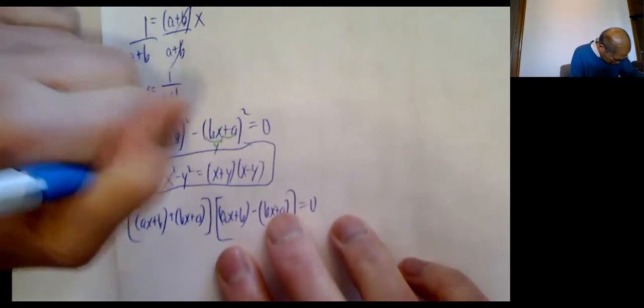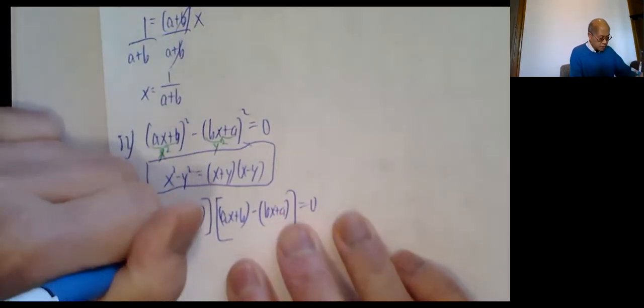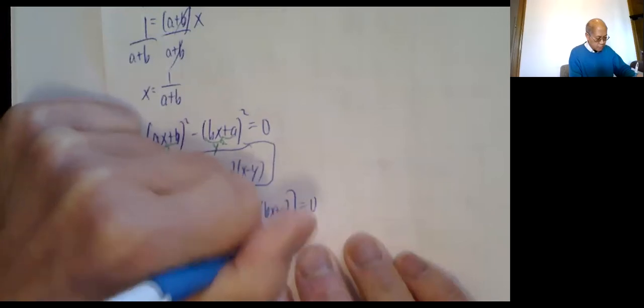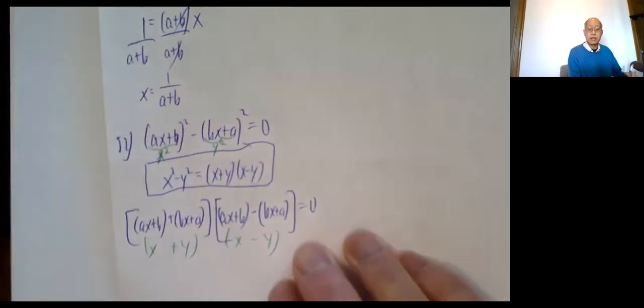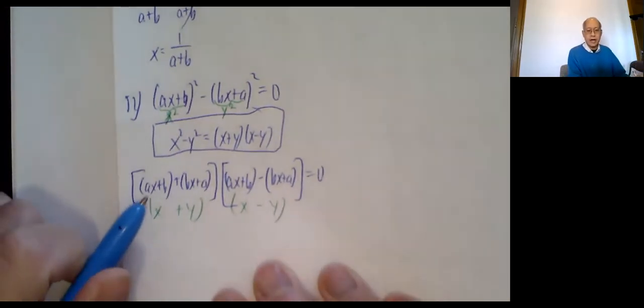So this was like x squared. This is like y squared. This is like x plus y. This is like x minus y. Like that. So now I've got to clean that up.